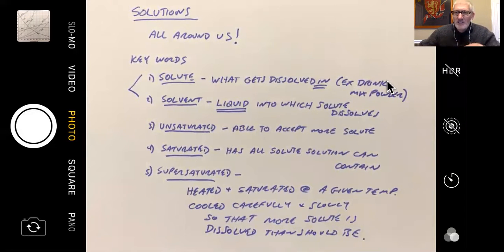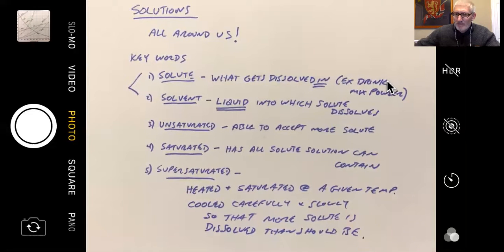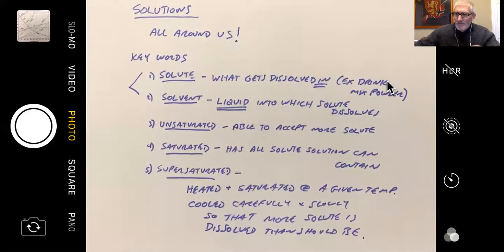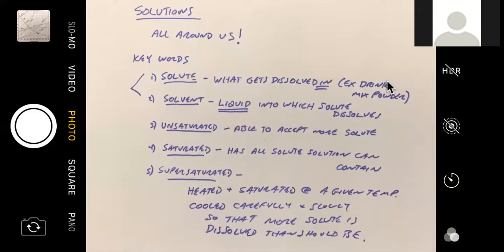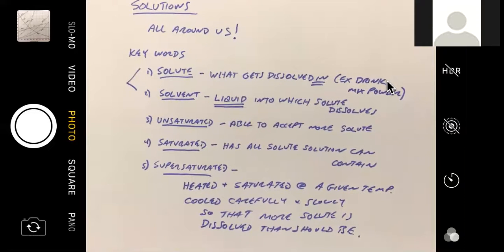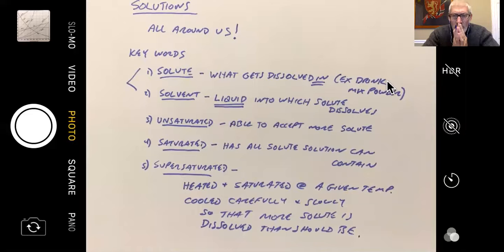So I'll leave this here for a second. Dylan and Stella, any questions before we jump into this last little bit? Yeah, since it says it's heated and then you can put more solute in the glass, does that always apply, if it's heated?